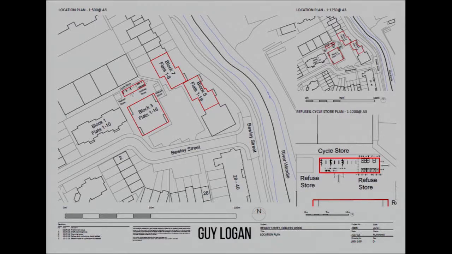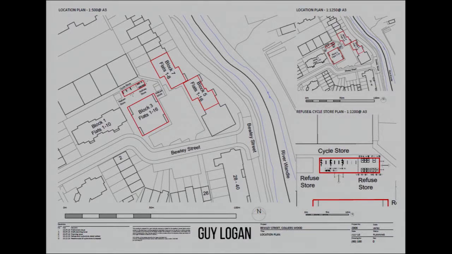Thank you, Chair. Members, the application site is located at Bewley Street in Colliers Wood and comprises of modern residential development with a mixture of houses and flats. The specific buildings relating to the application are blocks 3, 5 and 7. The site surrounding is largely residential with the River Wandle to the east and business units to the north.